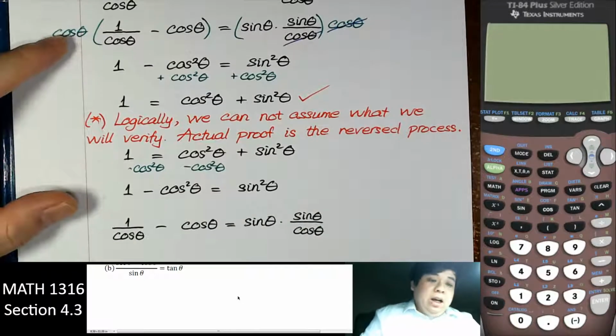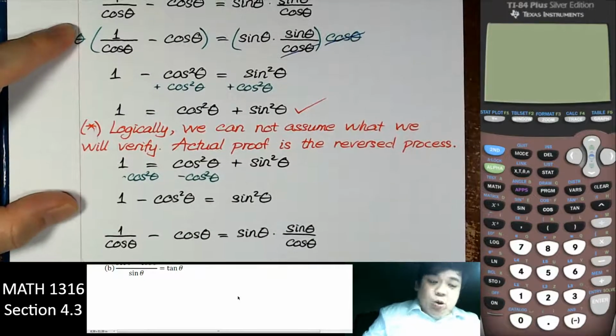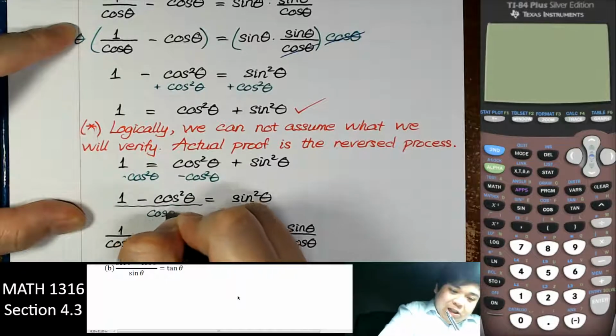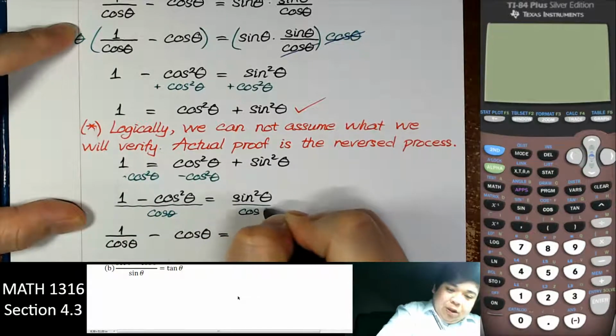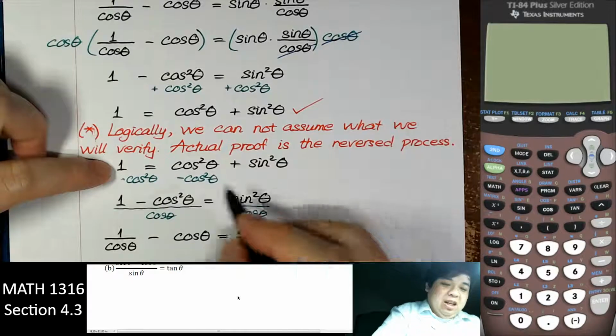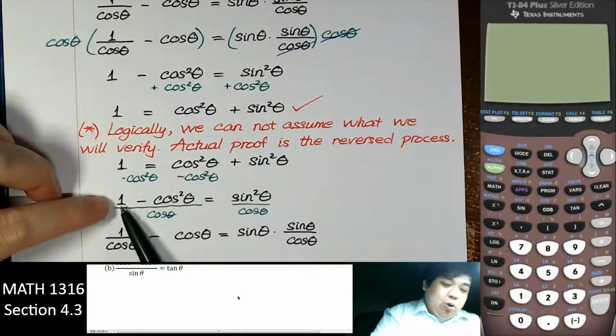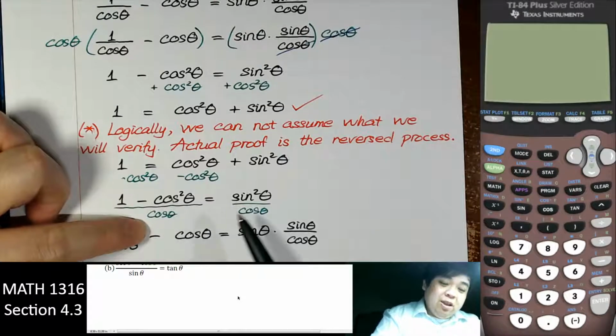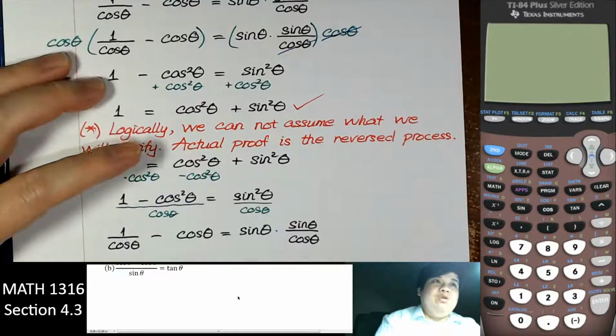Of course, on here we multiply by cosine on both sides. On here we will divide by cosine on both sides. We don't even need to write the step in green here. If we divide by cosine, we get 1 divided by cosine, cosine divided by cosine, and then sine square divided by cosine. So that's what we have.